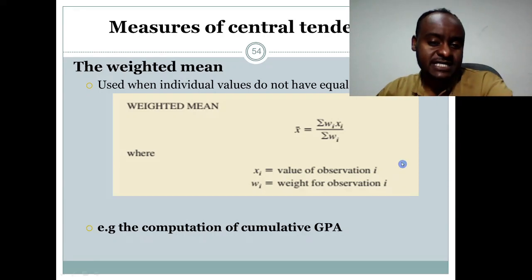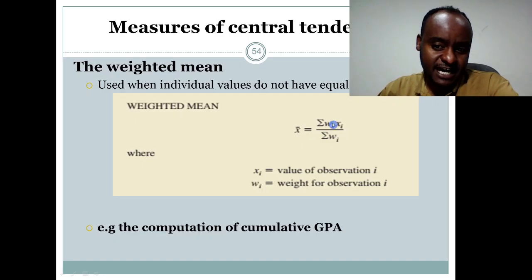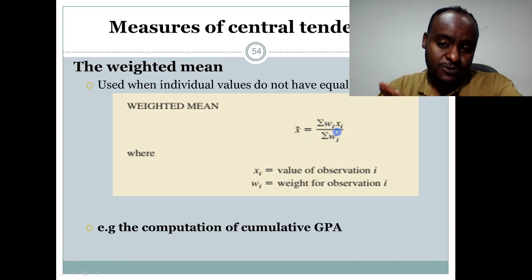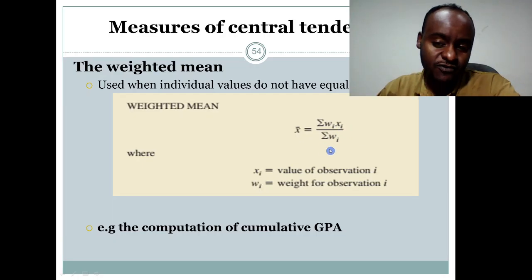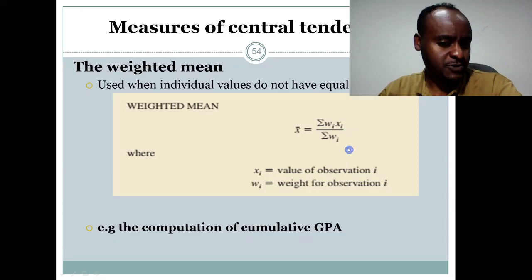So how do you get the weighted mean? The weighted mean is the summation of the weight of each individual times the value of that data point, over the summation of the weights. This is the formula that we use to calculate the weighted mean.